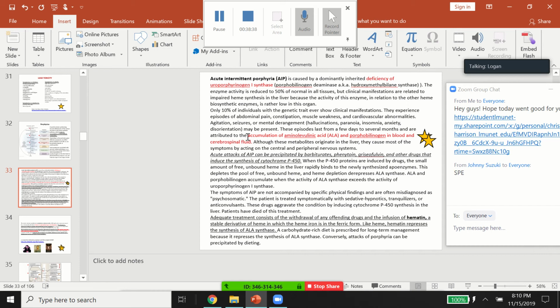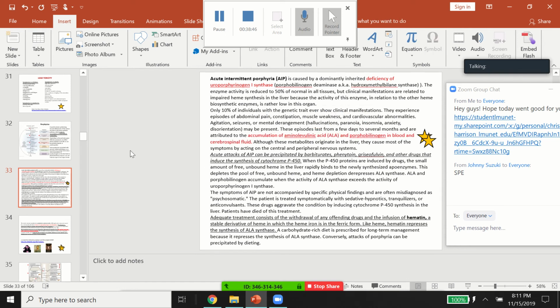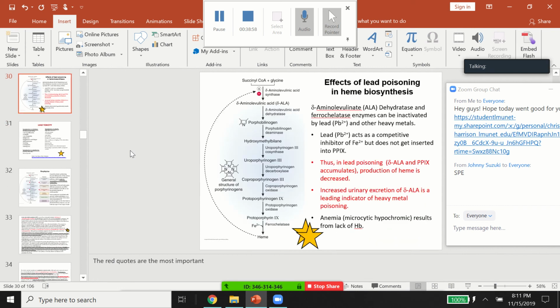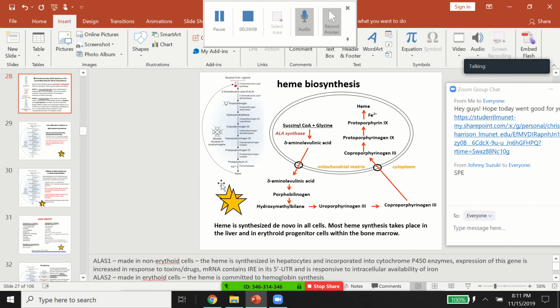And now what does that result in? You get an accumulation of ALA and porphobilinogen in blood and CSF. So if you have porphobilinogen and ALA accumulated, then you want to think of this. And the reason is, if you think about it, actually I don't even see that enzyme on here. But regardless, you'd have accumulation of those. For some reason, I didn't see it on this picture, but it is on the one we had in the beginning. Let me look back to it real quick.